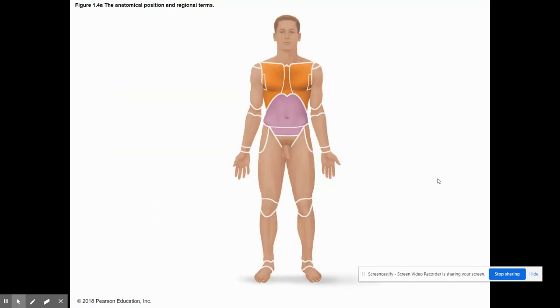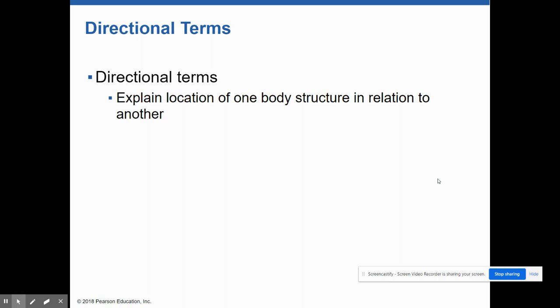Here's a picture of anatomical position. As you can see, the person's standing straight up, their feet are parallel, their arms are by their sides with their palms facing forward. Directional terms help explain the location of one body structure in relation to another. I'll give you a few examples today so that you can understand it better. And then after the lecture, I'm going to have you complete an assignment on Quizlet to help you learn these terms more easily.